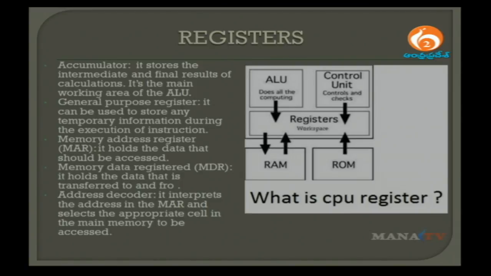So obviously, everybody has the question, what is a CPU register? I'll tell you about it. Accumulator: it stores the intermediate and final results of calculations. It's the main working area of the ALU.